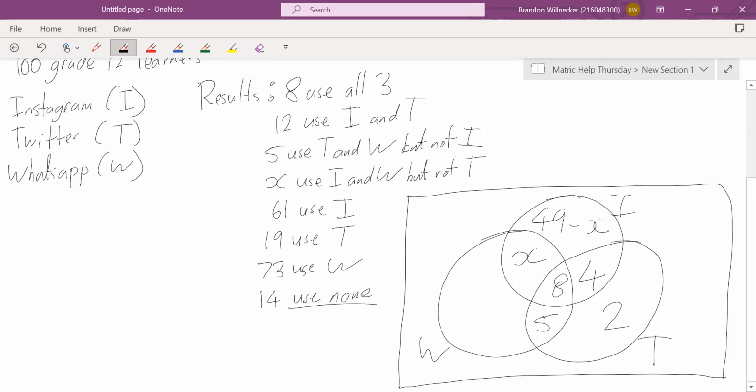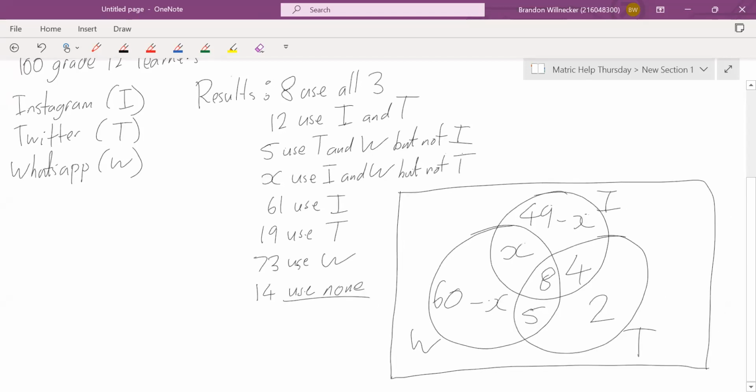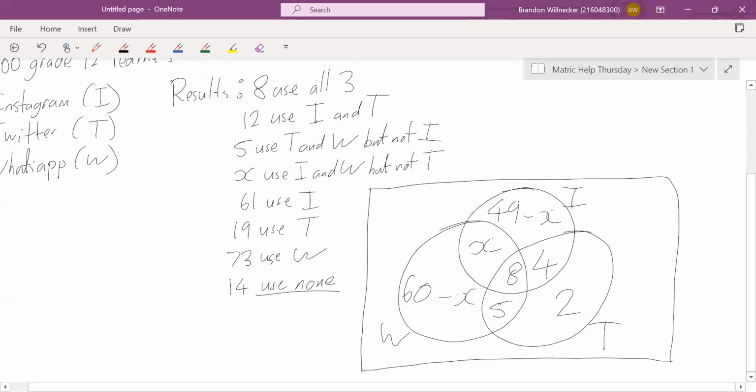What about WhatsApp? We know that the total is 73. Currently, we have X, 8, and 5. So that means the remainder is 60 minus X. And what about those that don't use any of them? That was highlighted here as 14. So there's 14 outside, which means they don't use any.